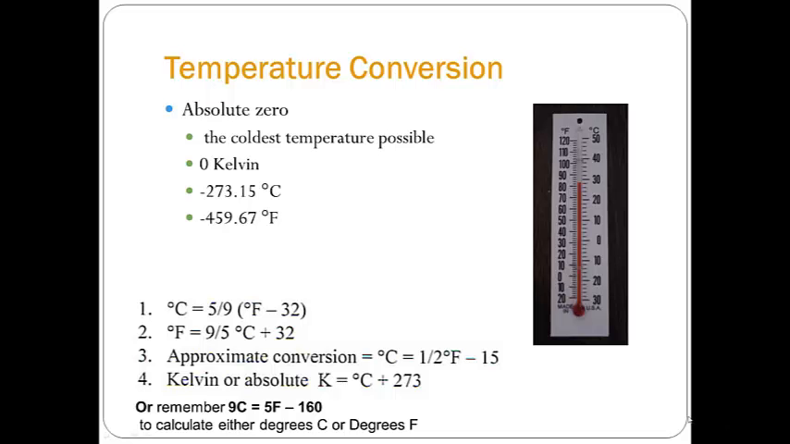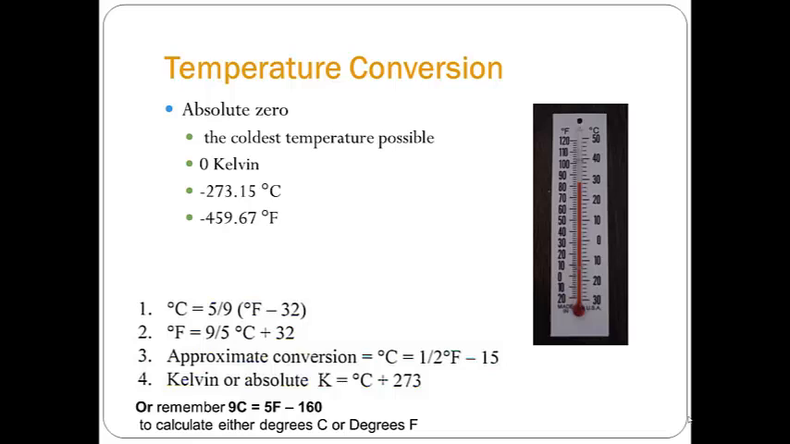There are 3 different temperature scales: Kelvin, Celsius, and Fahrenheit, and in the program you will need to be able to convert between all 3 temperature scales. Absolute zero is the coldest temperature possible. It's the temperature where all molecular movement would stop.